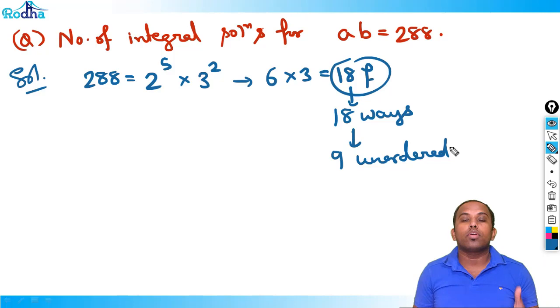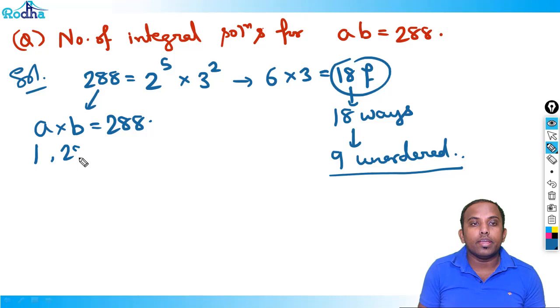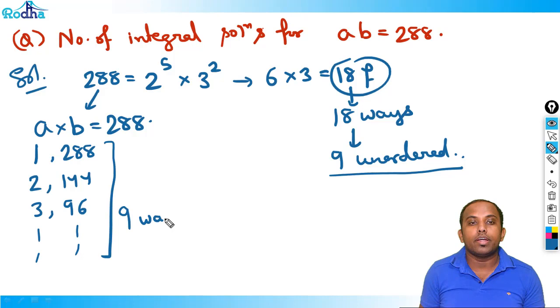Once you get 9 unordered, what do you mean by 9 unordered now? What are those cases? If I write this as A into B, where A into B is 288, then the cases are 1 and 288, then 2 and 144, then like this 3 and 96. So these are my total 9 ways of writing.